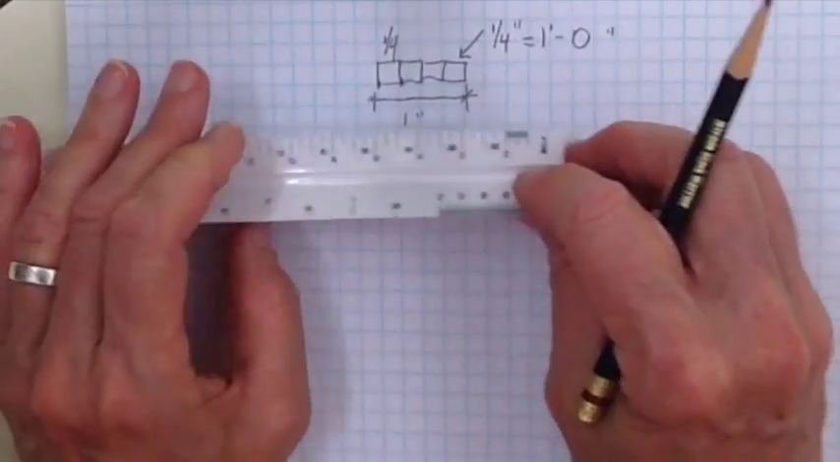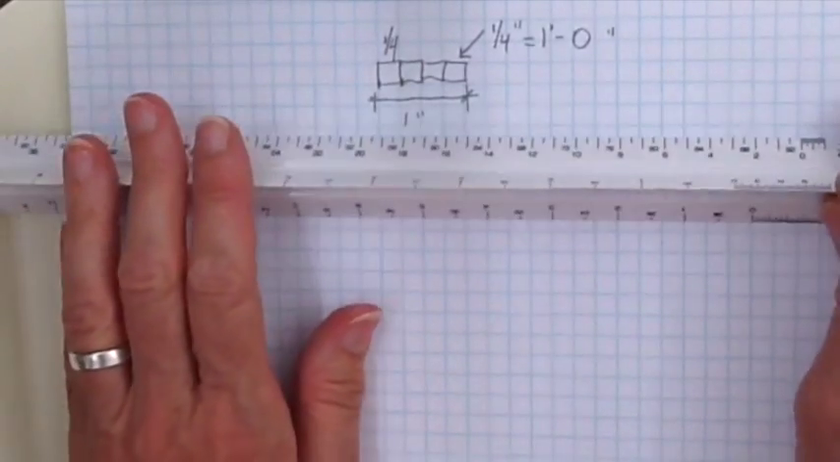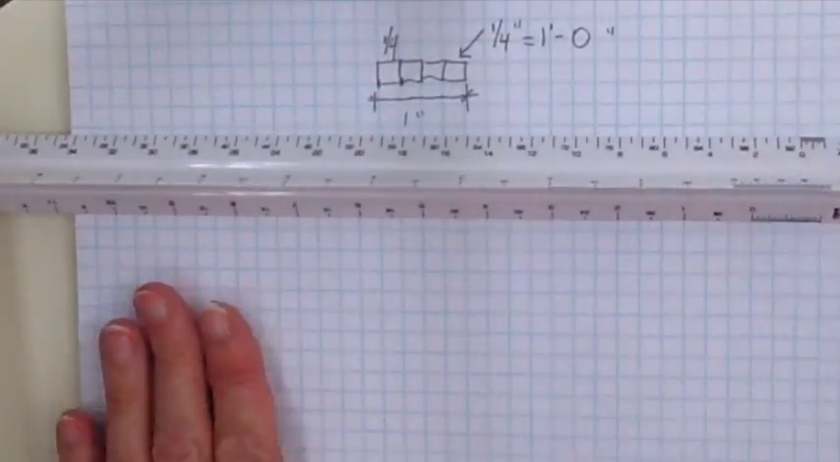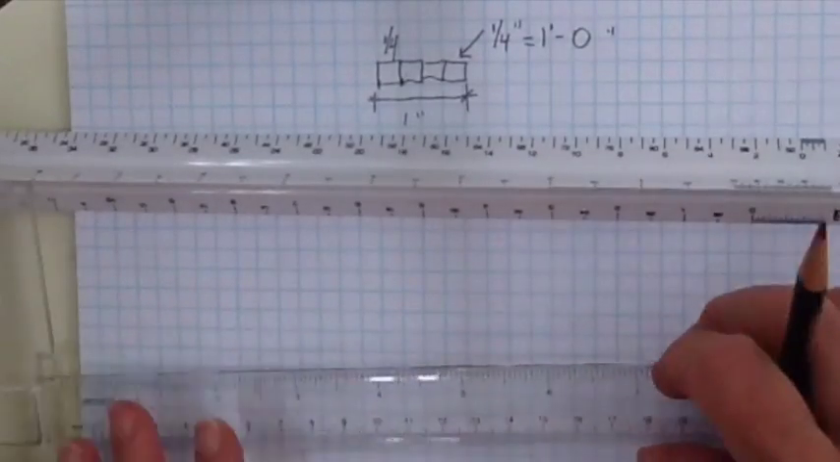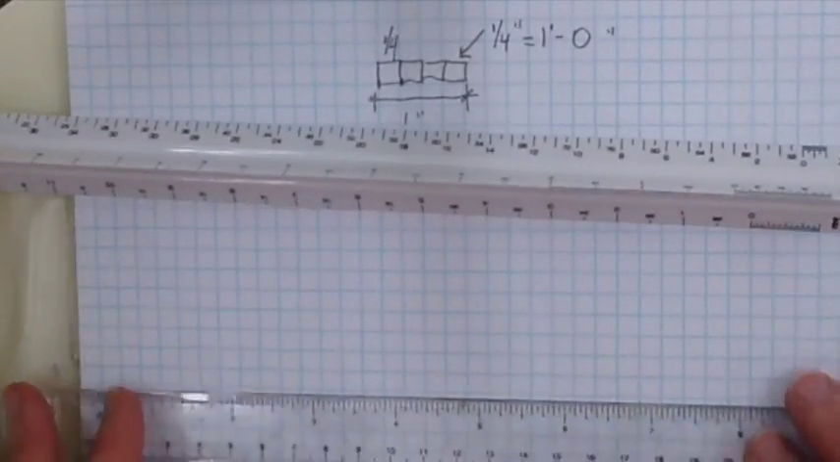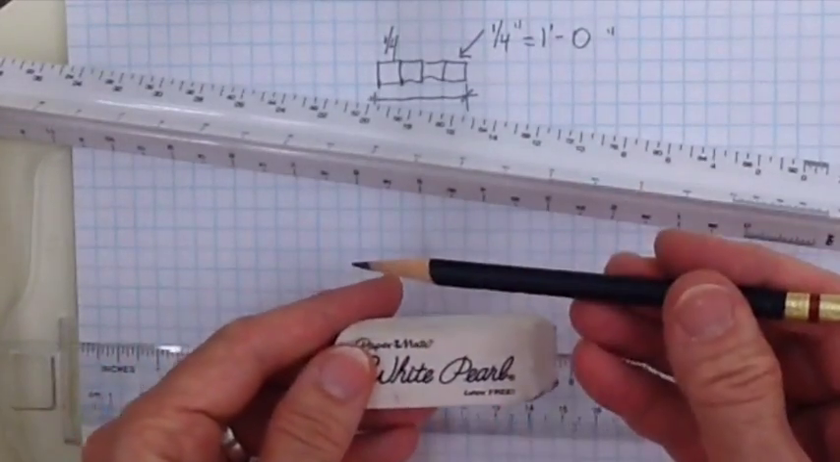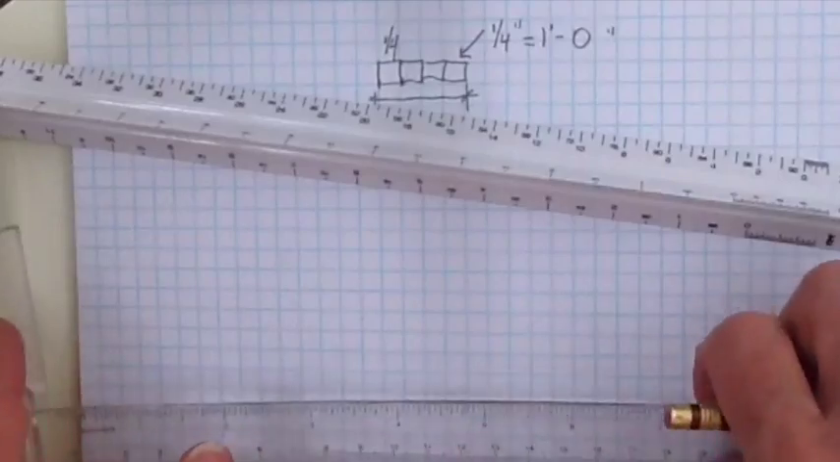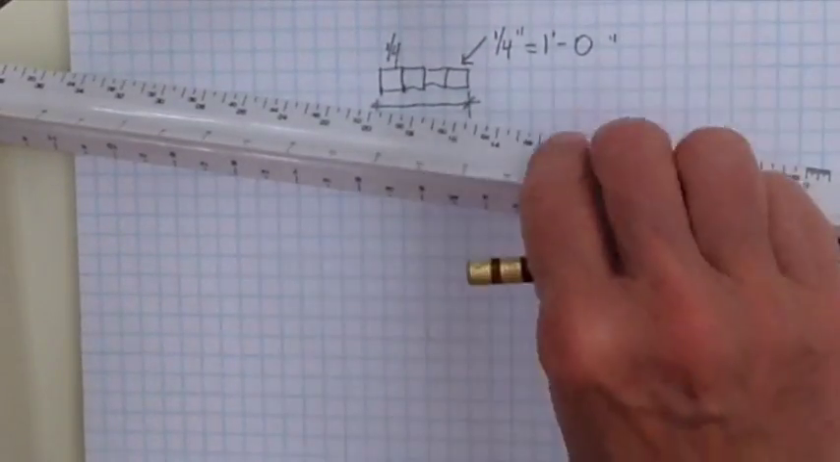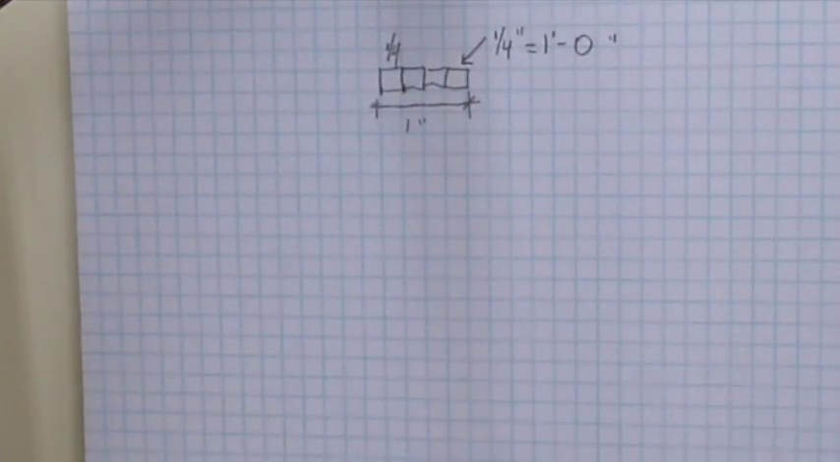Let me keep talking a little bit. Here comes our tool. So we've got our architectural scale, we've got our grid pad, we've got a T-square that we hook onto the edge of the pad to make our straight edges, eraser, pencil. You can use a mechanical pencil if you like. I just happen to be very partial to old-fashioned pencils.